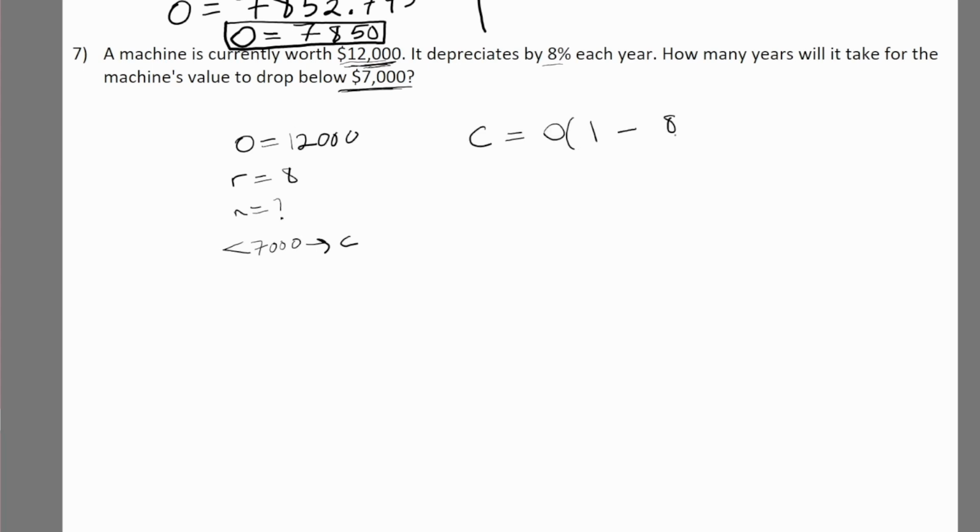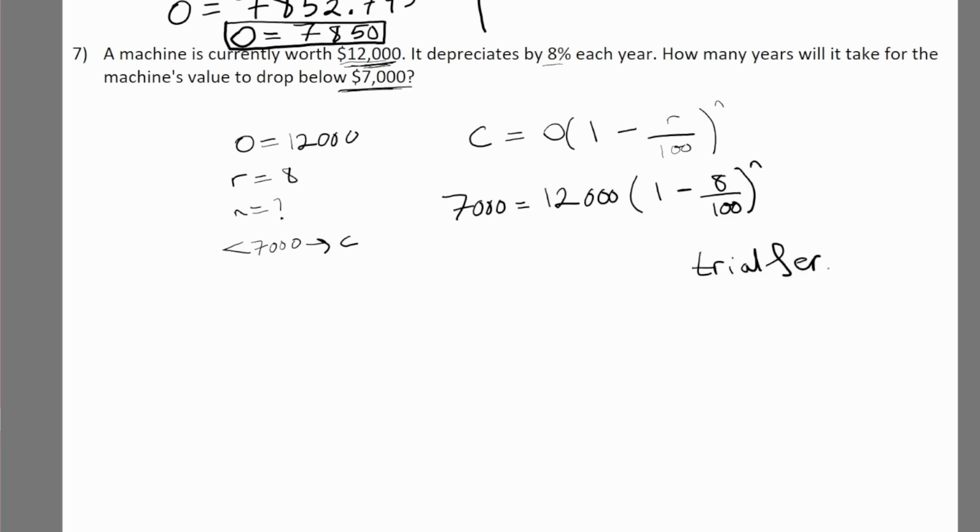Let's just write the rule first. Current equals original multiplied by 1 minus R over 100 to the power of N. And so 7,000 is equal to 12,000 multiplied by 1 minus 8 over 100 to the power of N. We're going to solve this by trial and error.